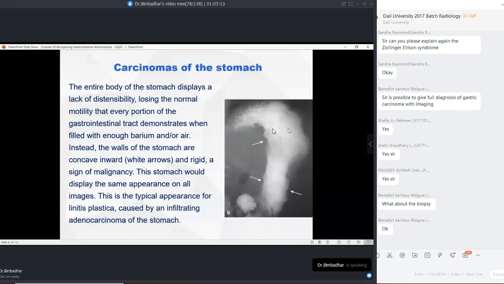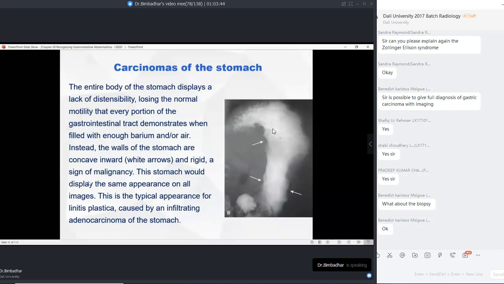This is not ileus. This is not paralytic ileus. Don't confuse paralytic ileus with this one. Paralytic ileus is related to the intestine. Here we are talking only about the stomach. So there is a difference. Linitis plastica is present only in the stomach, but paralytic ileus, which is entirely different, happens only in the intestine. All right, and this also shows concave inward gastric walls.